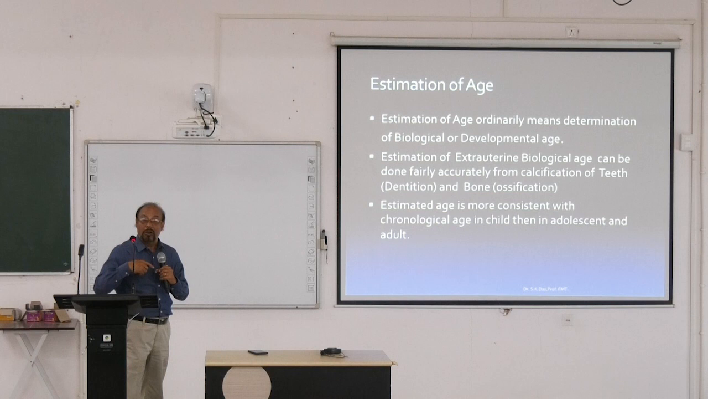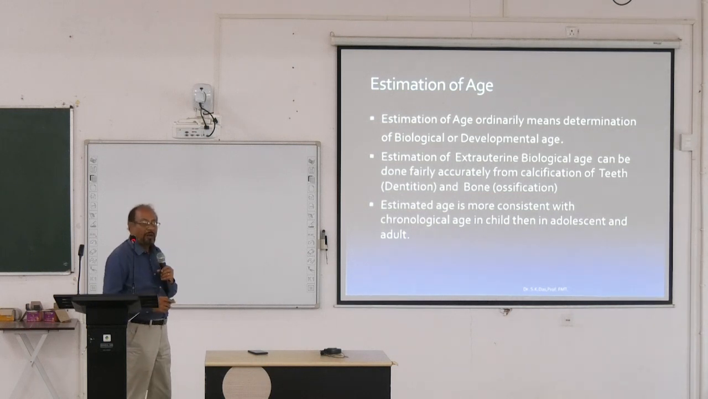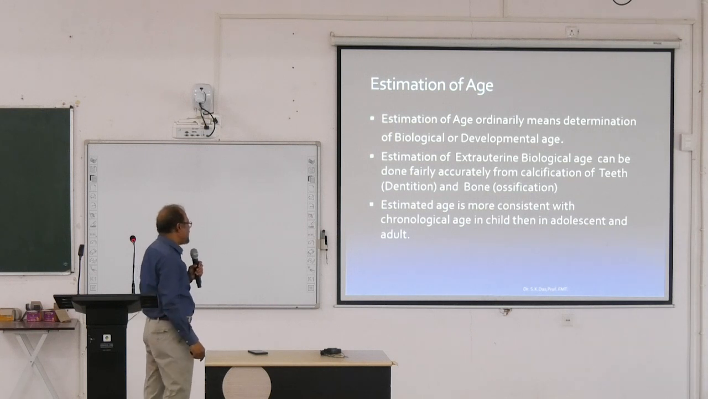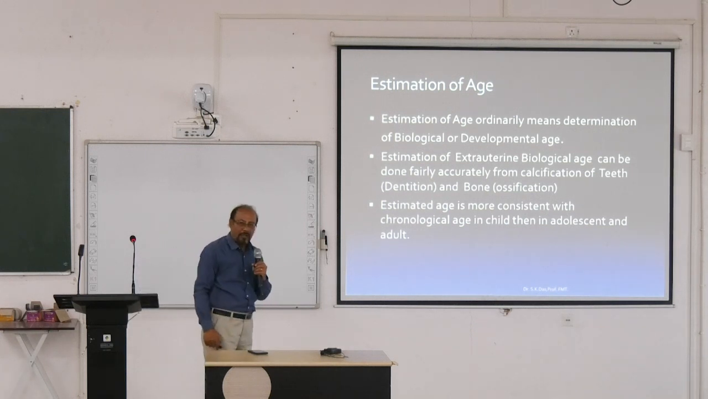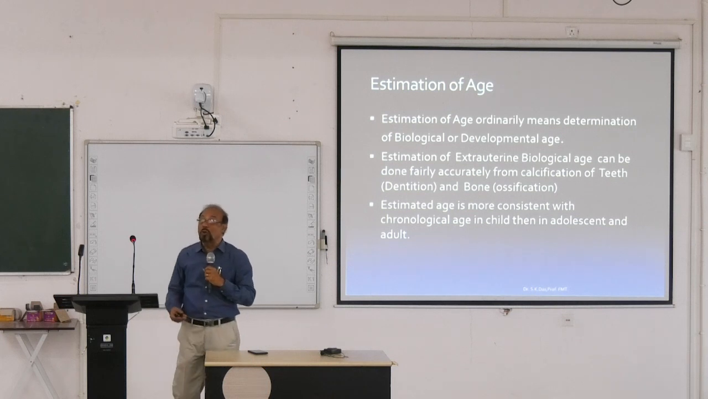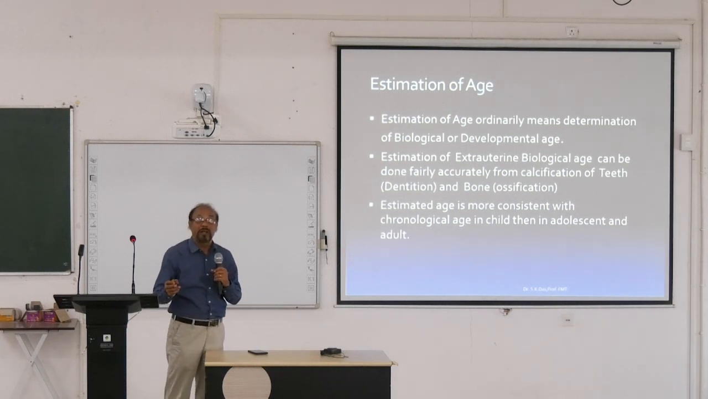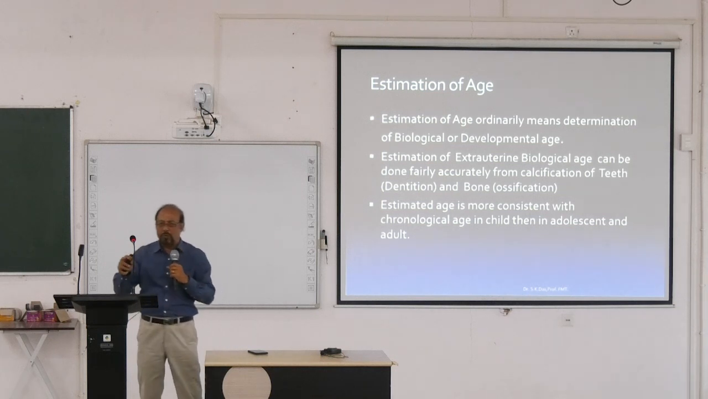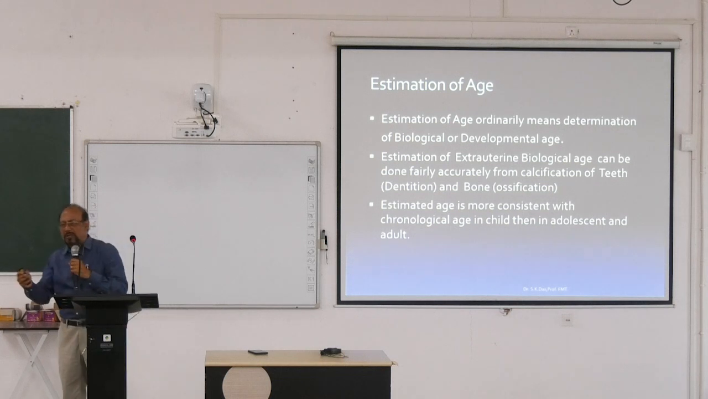Forensic medicine is actually the medical aspects of the law. When law requires medical knowledge, they ask us. So you must have the medical knowledge properly to explain all these things. Estimation of the extent of biological age can be done fairly accurately from calcification of the teeth, dentition and bone. Estimated age is more consistent with chronological age in a child. The younger the age, the more correctly we estimate the chronological age. Seven years, we say seven years; five years, five years. Without seeing these things, we can determine most accurately at earlier ages.